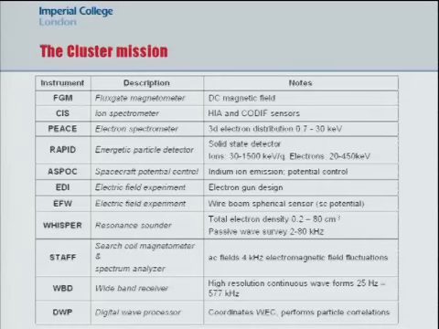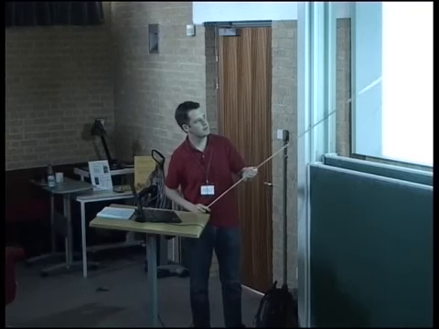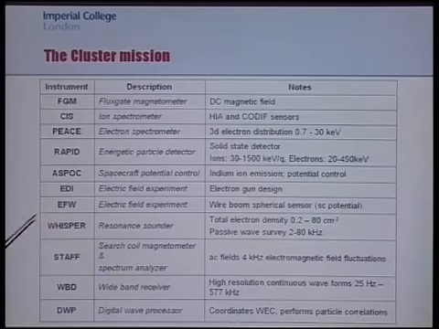Thank you. You need a solid state detector because you still have to capture the particles. And these go up to maybe a MeV. And then you have another separate instrument to measure the electric field. Usually wire booms on a spinning spacecraft, and you measure the potential difference from one side to the other.